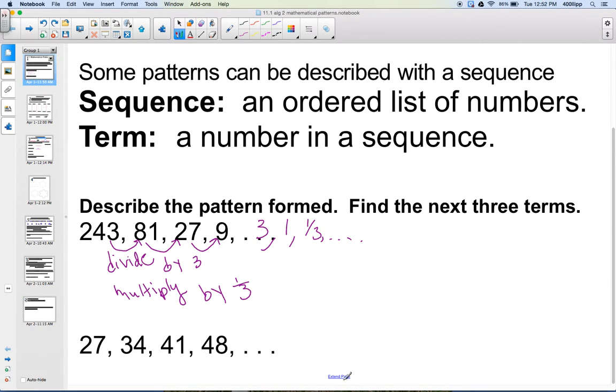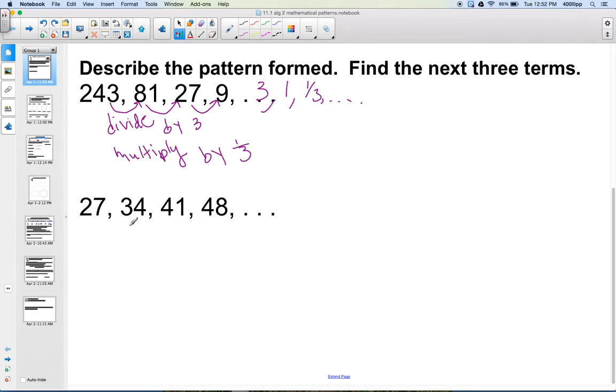Okay, another one here. We have to again describe the pattern. To get from 27 to 34, 34 to 41, 41 to 48, we keep adding 7 every time. So we're going to just write add 7. So 48 plus 7 is 55. 55 plus 7 is 62. And 62 plus 7 is 69. And those are the next 3 terms in this sequence.